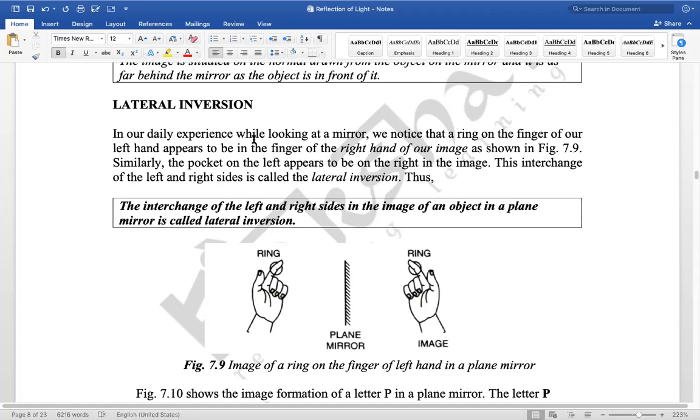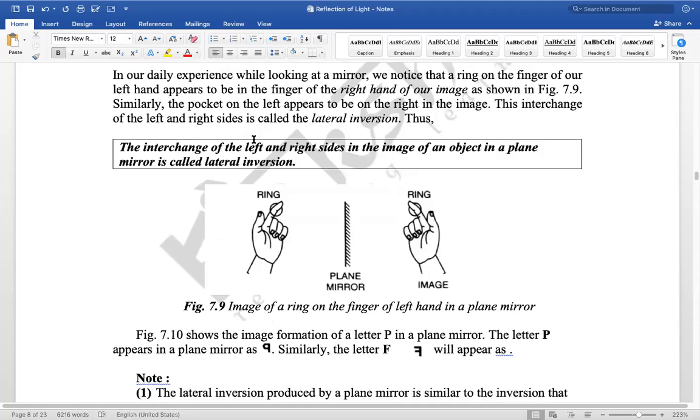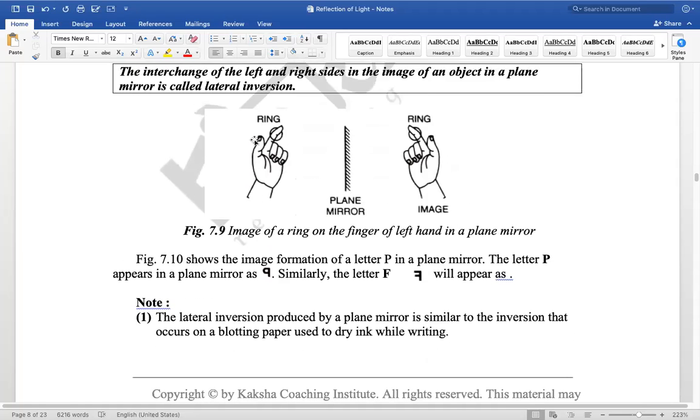तो ये जो लेफ्ट साइड और राइट साइड के बीच में आपस में जो इंटरचेंज होता है मिरर और उसके इमेज के बीच में, दिस प्रॉपर्टी इज नोन एज लैटरल इन्वर्जन. Okay.